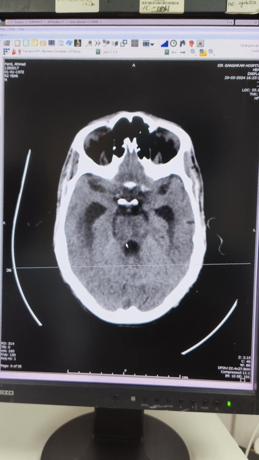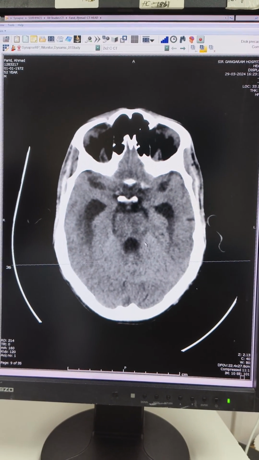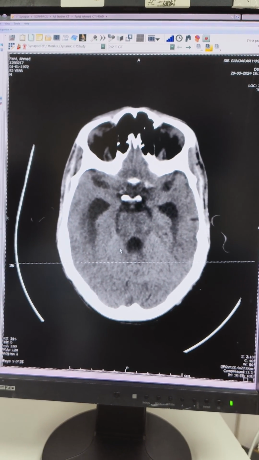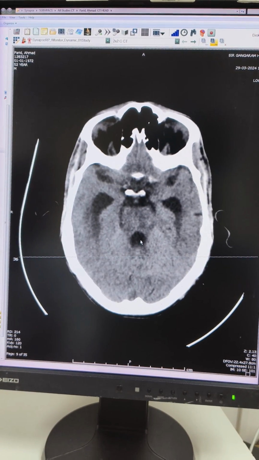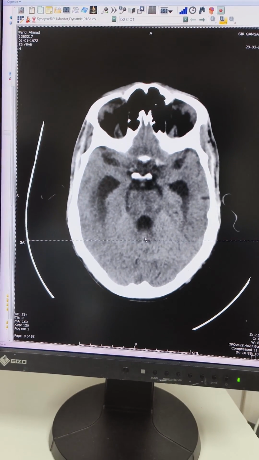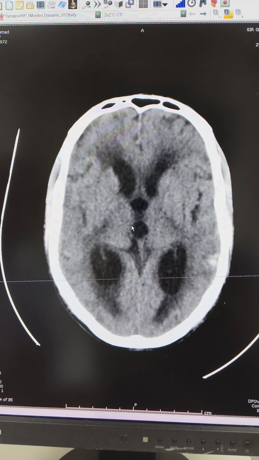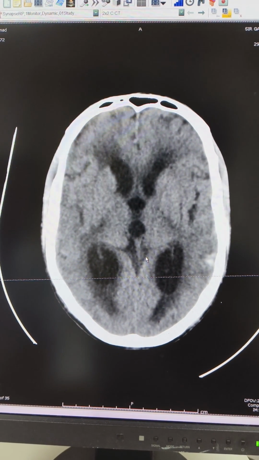We also see a dilated fourth ventricle. Normally the fourth ventricle is shaped like this and is slit like again, but this is a dilated fourth ventricle, so this is a communicating hydrocephalus. And this here is the dilated third ventricle that we see.